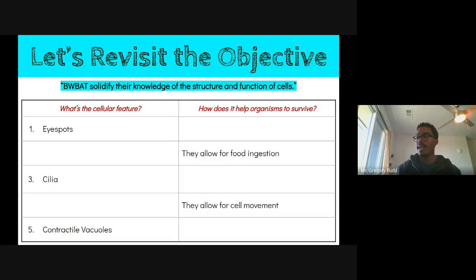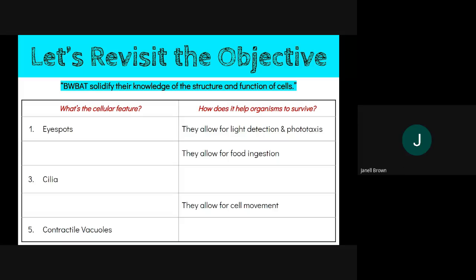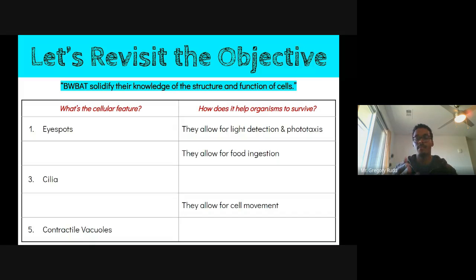Wonderful. It responds to light. It detects light. And it also allows for something called phototaxis. What is phototaxis? What does that mean? Movement. Response to light. Movement, specifically movement in response to light. So thanks to Tag Team and JT and Janelle on that one.